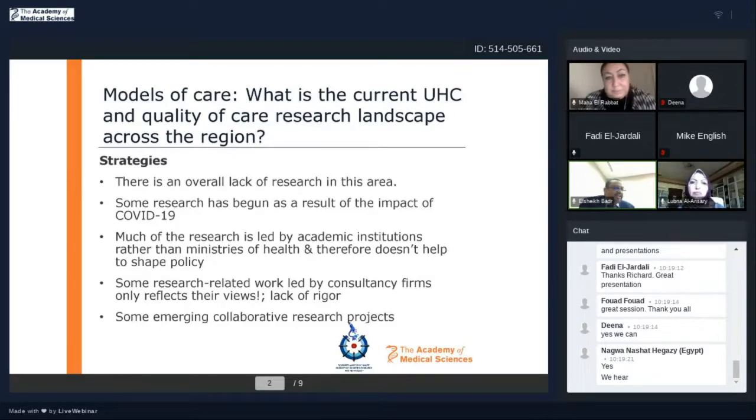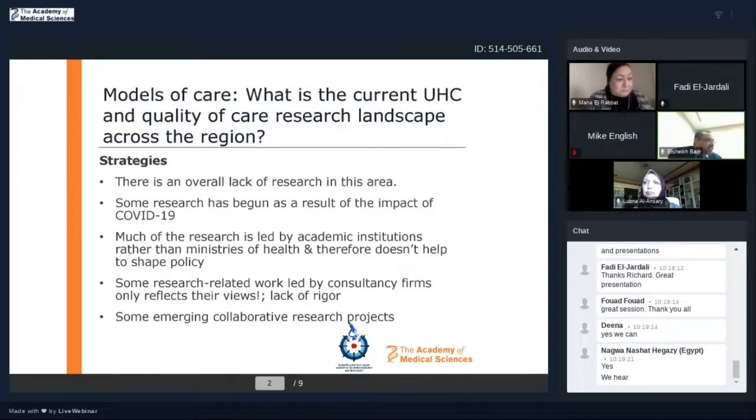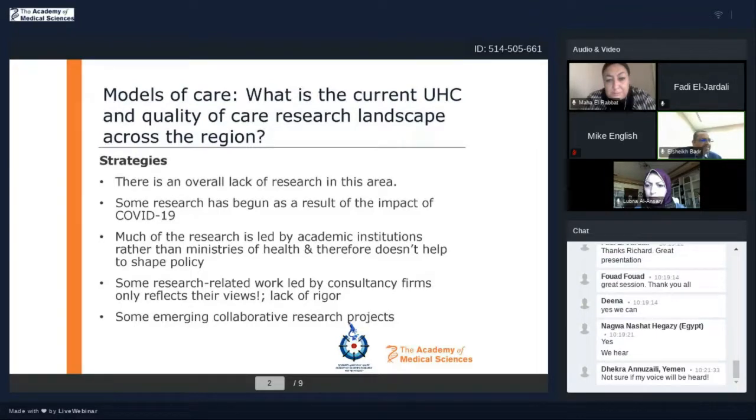So in terms of the current situation in relation to universal health coverage research in the area of models of care, we came up with the conclusion that there is an overall lack of research in this area in the region, although there are some research efforts that are emerging in the context of COVID-19. But much of this research is observed to be led by academia and academic institutions with less participation from the service side. And also some of the research or reporting is led by some consultancy firms, and that might not always be rigorous. Also, there are newly emerging collaborative research projects, as we have heard from the experience from some countries.